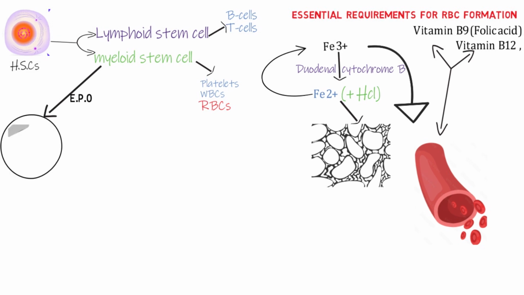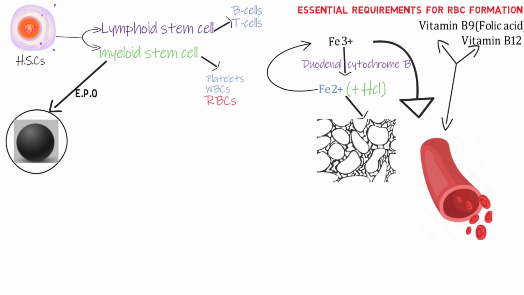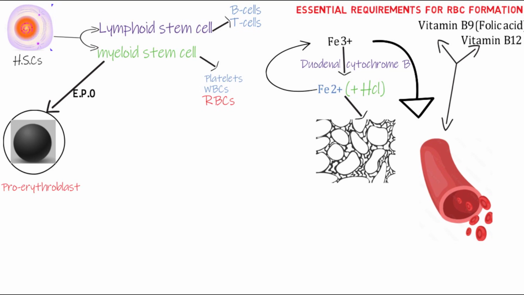So the EPO will then activate the genes in this cell and they begin to produce RNA. And at this point, the nucleus at the pro-erythroblast stage is very large. It's about 13 to 17 microns, and it divides further to form another cell.